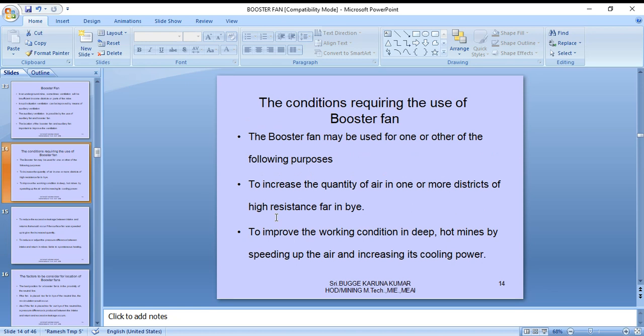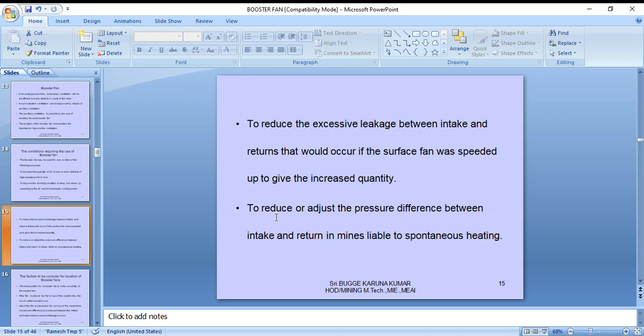Once again, I will read it. Conditions required for the use of booster fans. Number one condition is that the booster fan may be used for one or other of the following. To increase the quantity of air, that is the main purpose, in districts where high resistance will be there. To improve the working conditions in deep hot mines by speeding up the air, increasing its cooling power.